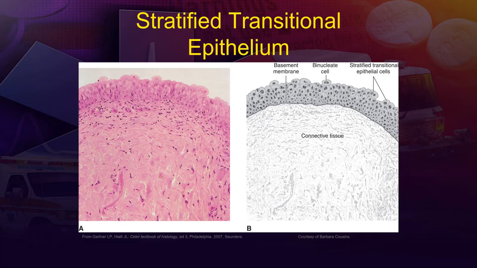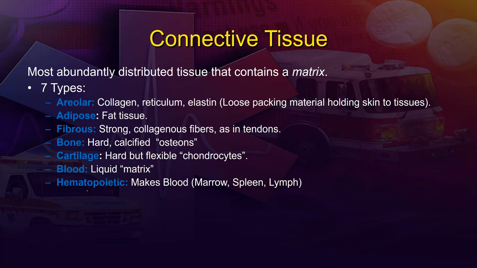Now, in the previous slides that showed epithelial tissue, we did see basement membranes, and many of the basement membranes are attached to connective tissue. Connective tissue is one of the most abundantly distributed tissues, and it contains some type of connection or matrix that builds it up. An important note in this list, and you should identify each of these types and be able to give an example of where they're found.